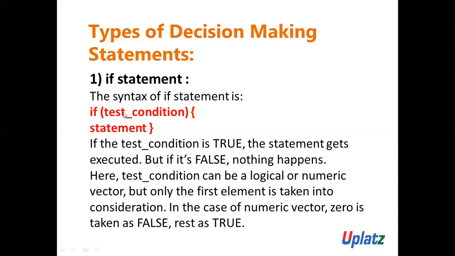For example, if you put if 10 is greater than 20, is it correct? Check it. Here you have written 10 is greater than 20. Is it correct? No, 10 is not greater than 20. This means the condition inside this if is evaluated to be false. Hence, nothing is going to happen.